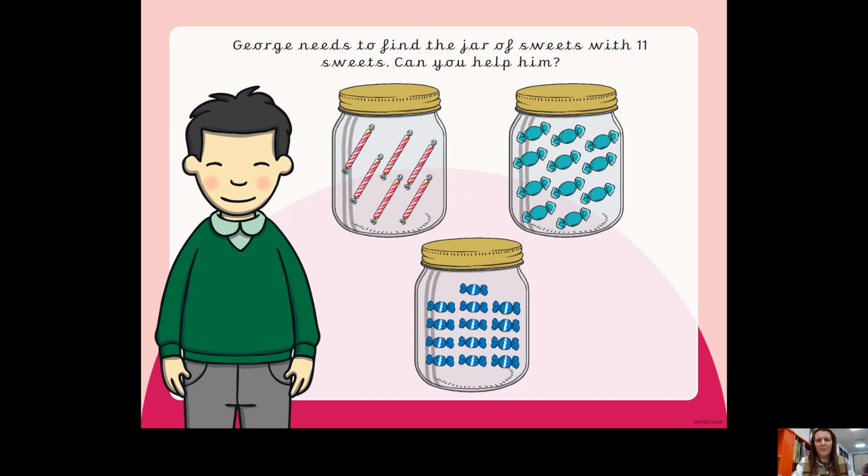How many jars of sweets has that got? 13. Would George like that jar? No. How many sweets would George like? That's right, 11. Let's count the turquoise jar. 1, 2, 3, 4, 5, 6, 7, 8, 9, 10, 11. Aha! Would George like that jar of sweets? Yes. Why would he like that jar of sweets? Because he wants 11.